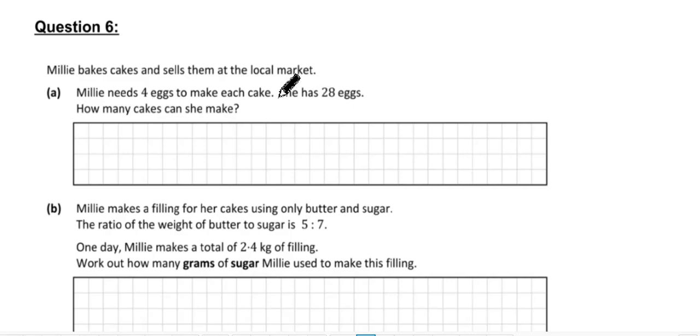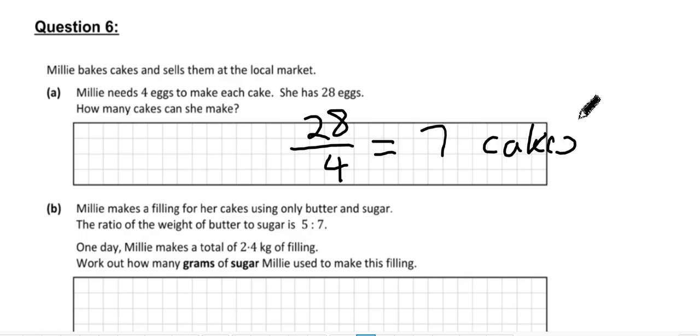Millie needs 4 eggs to make each cake. She has 28 eggs. How many cakes can she make? Any idea how to do this? Yeah, go on. 28 divided by 4, which is 7 cakes. Okay, most have got that.